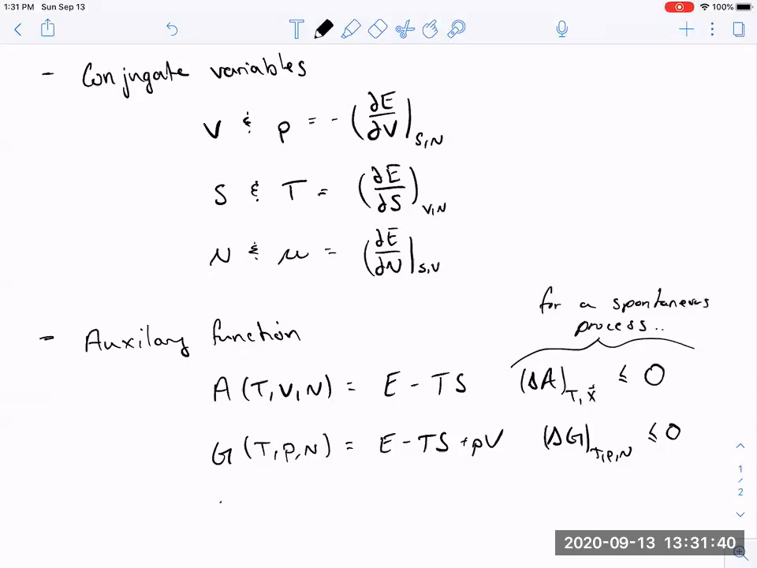We have also introduced the notion of the enthalpy, which is a natural function of the entropy, pressure, and number of particles. Note that P has changed the place of V. So to define it, we take the energy and add the product of P and V. And the enthalpy relates to spontaneous heat flows in the system.